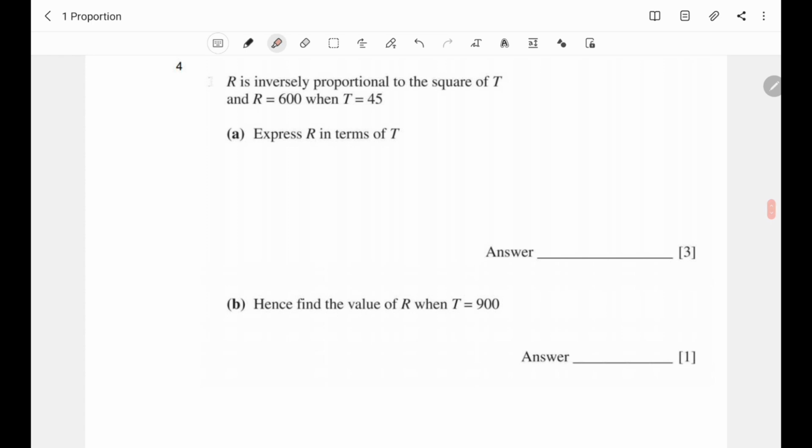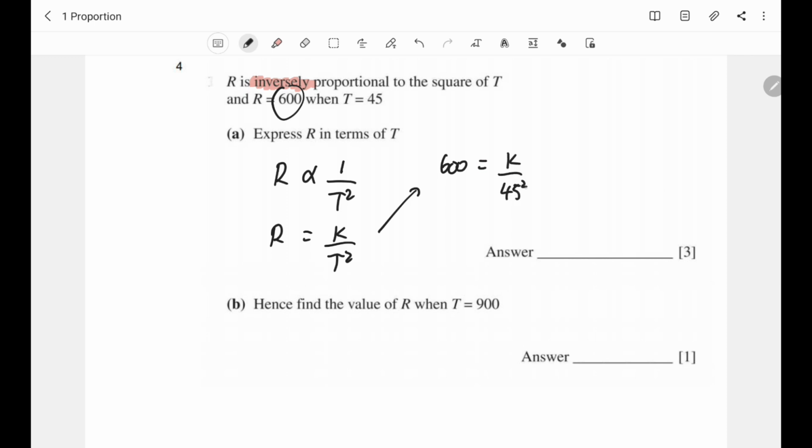Next question, question 4. R is inversely proportional, this is your mate, to the square of t. So if R is inversely proportional to the square of t, you write R is proportional to 1 over the square of t. Rewrite it with a k constant on the top of the fraction, and then plug in your values to work out k. So R is 600 whenever t is 45, and you have to square it. So then the value of k is 600 multiplied by 45 squared.